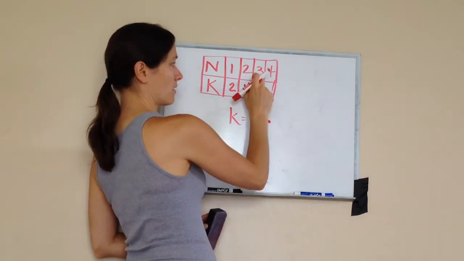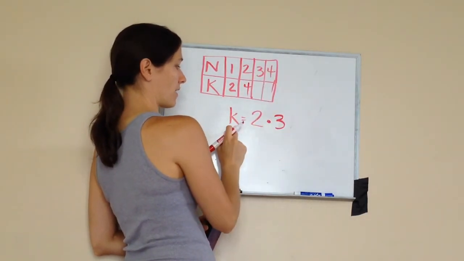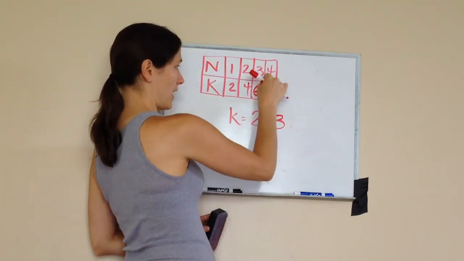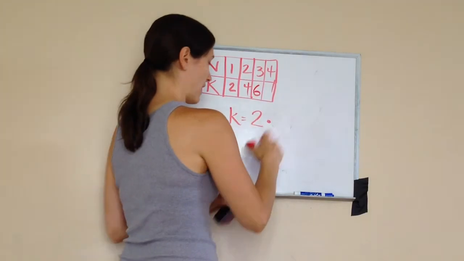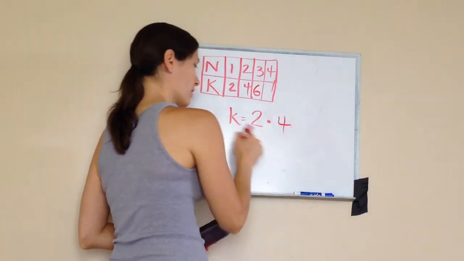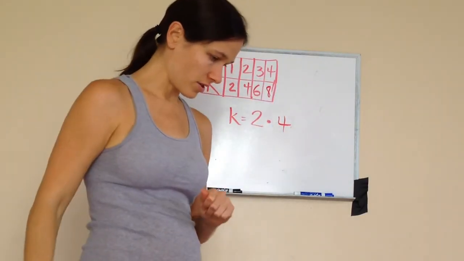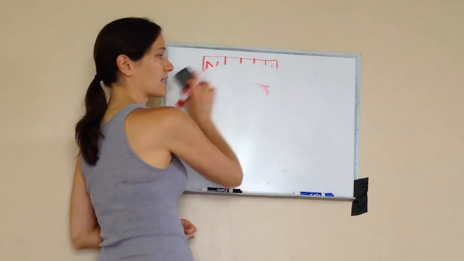Do the next one, Isaac. 2 times, what's my N? 3. 3. And what's my K going to equal? It's going to equal a 6. Very good. And then K, 4. If I put my N right here and I put a 4 there, K is going to equal 2 times 4? 8. 8. Okay? See how that works? And that is lesson 2.